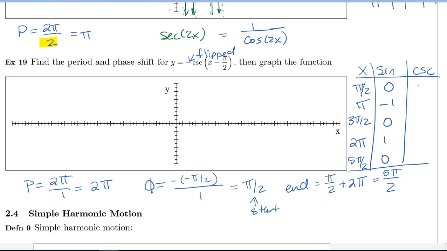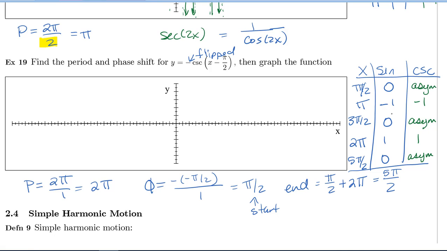So 1 divided by 0, again, is going to give us our asymptote. 1 divided by -1 is -1. 1 divided by 0 is again an asymptote. Lots of asymptotes here. 1 divided by 1 is 1, and 1 divided by 0 is an asymptote.